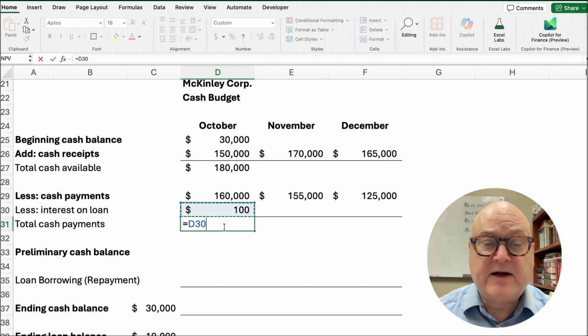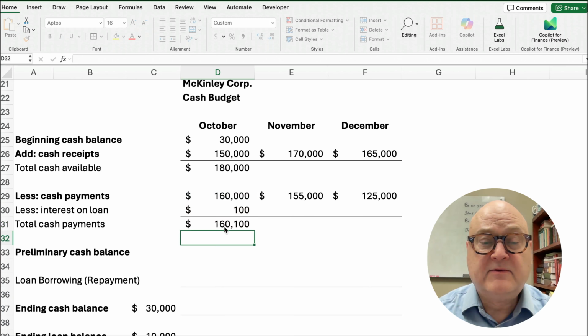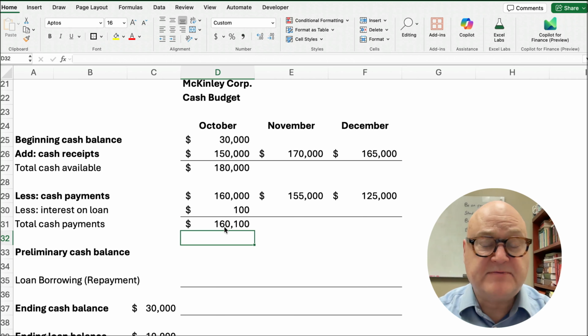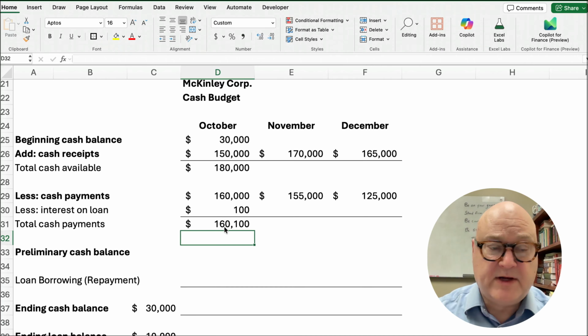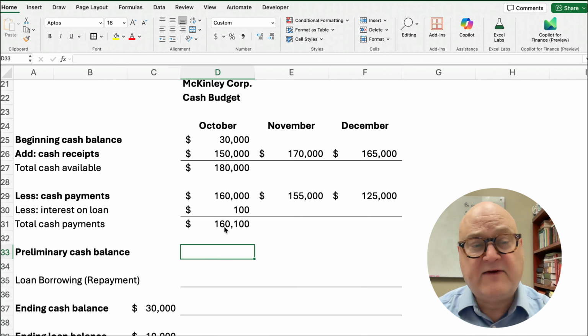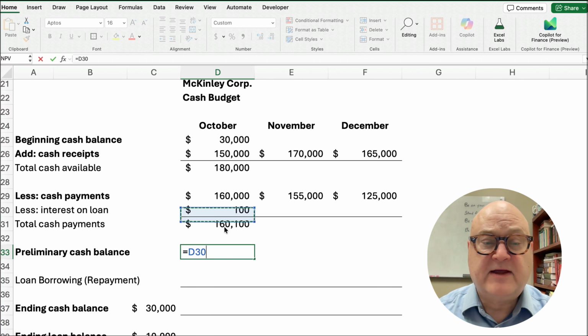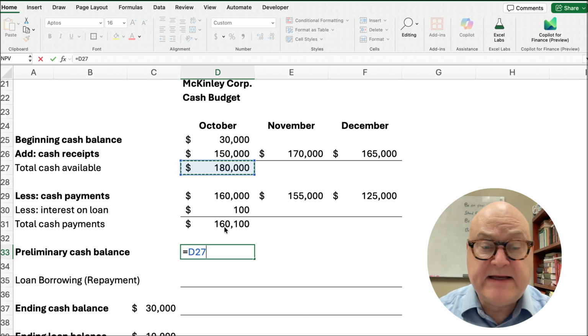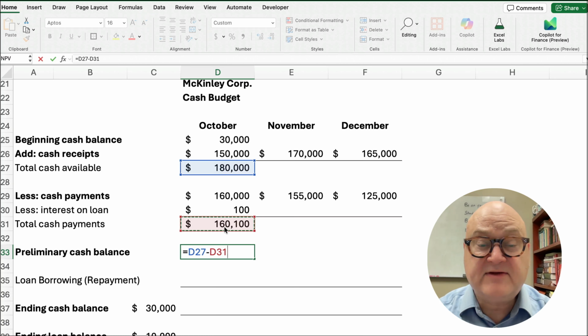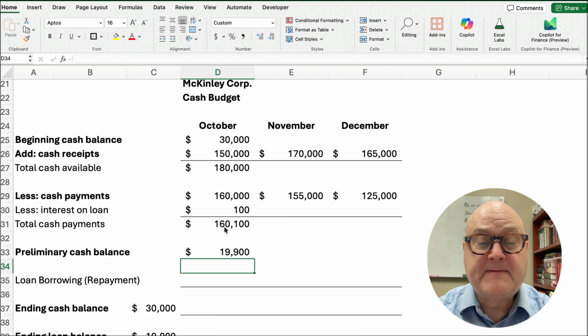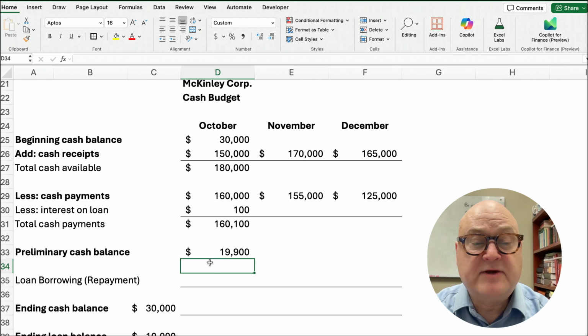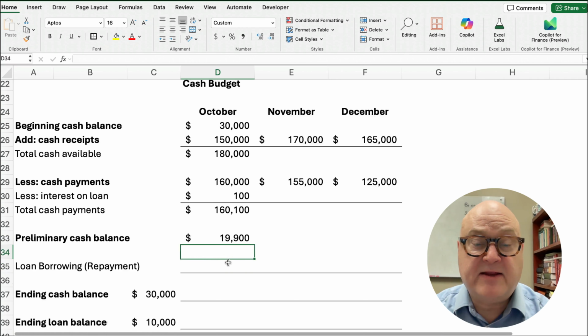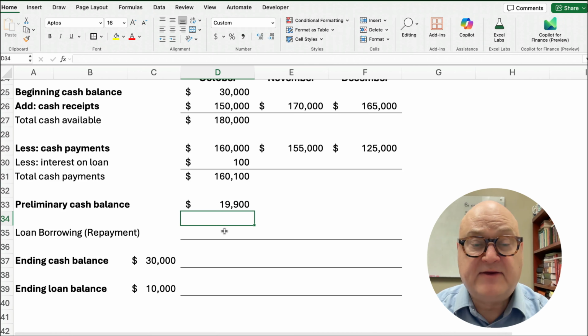So we're going to make our total cash payments $160 plus the $100. So our total cash payments are $160,100. So we have our beginning balance plus cash receipts. That's $180. Cash available is $180, but I'm going to subtract out the cash payments of $160,100, and we have a preliminary cash balance of $19,900.